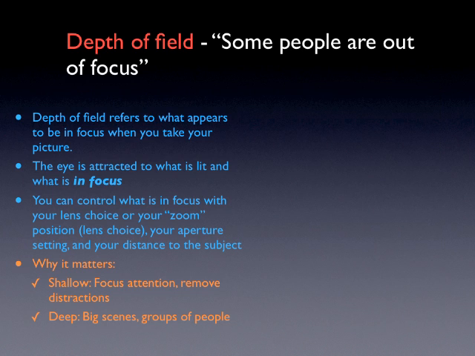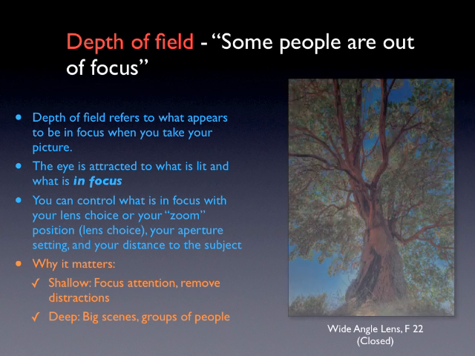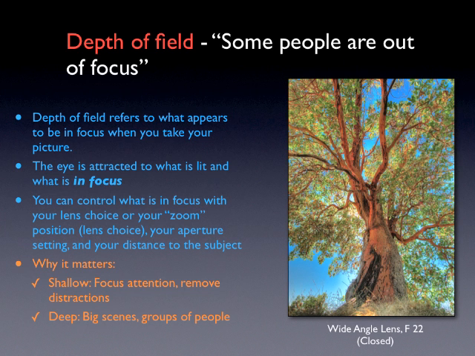This next picture is a picture of the arbutus tree. This was shot with a wide angle lens at f22. So a wide angle lens with a tiny little hole, which means a big number. And so the depth of field goes from the grass at the bottom to the leaves at top.